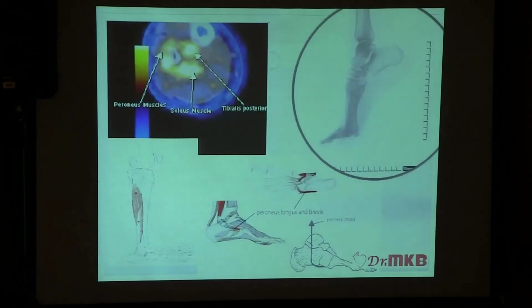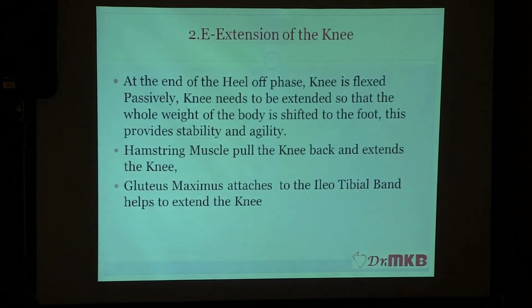All this causes a passive extension of the knee. At the end of the heel off phase, the knee is flexed passively because there is a lengthening there, so that the whole weight of the body is shifted to the foot. This provides stability and agility.